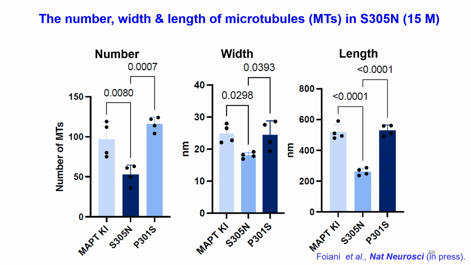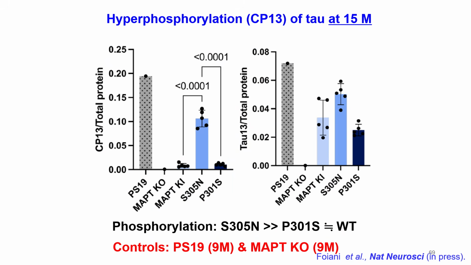Interestingly, the number, width, and length of neuronal microtubules are significantly smaller only in the S305N line, indicating involvement of unique mechanisms in this case. Also, hyperphosphorylation of tau at 15 months is significantly higher in the S305N line than the P301S and wild-type lines. The 9-months-old PS19 line is a positive control, and the MAPT knockout line is a negative control.